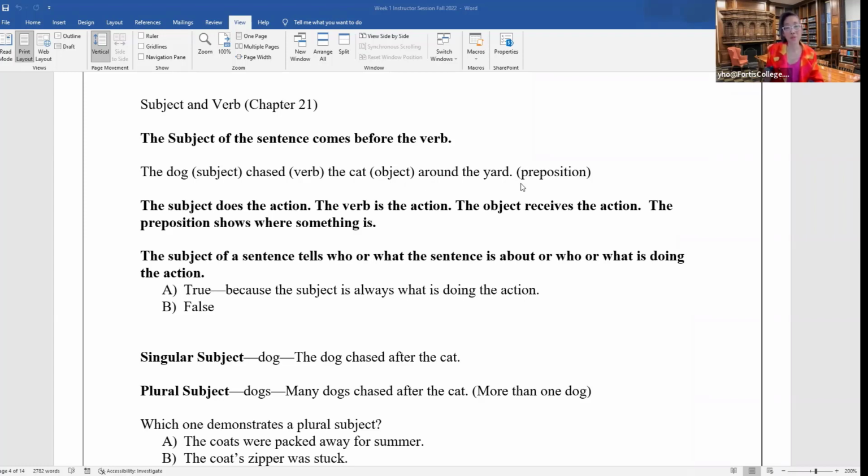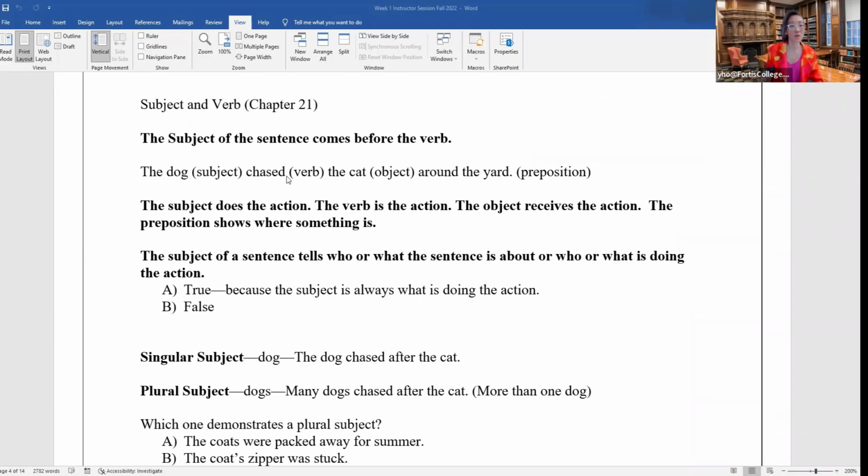A preposition shows time and place. So this is a simple sentence. The subject does the action, the verb is the action, the object receives the action. The preposition shows where something is. The subject of a sentence tells who or what the sentence is about, or who or what is doing the action. And this is true because the subject of the sentence is always the one that's doing the action.